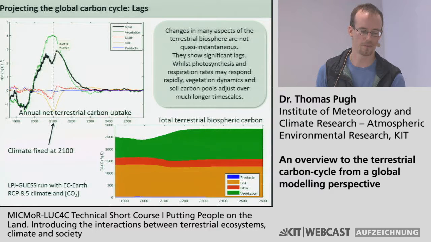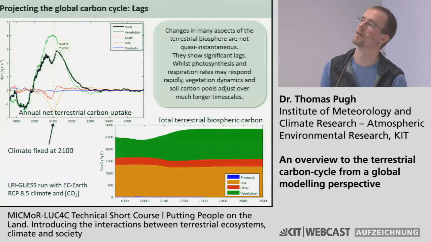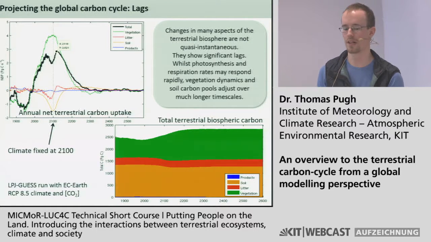And this is my final slide. Just one thing I think is really important to bring up is that photosynthesis and respiration, the basic rates, can respond quite rapidly to changes in climate, but in the vegetation and the biosphere system, there's a lot of lag. So the vegetation dynamics and the soil carbon stocks, the vegetation carbon stocks, these respond on a much longer time scale than the changes in climate.